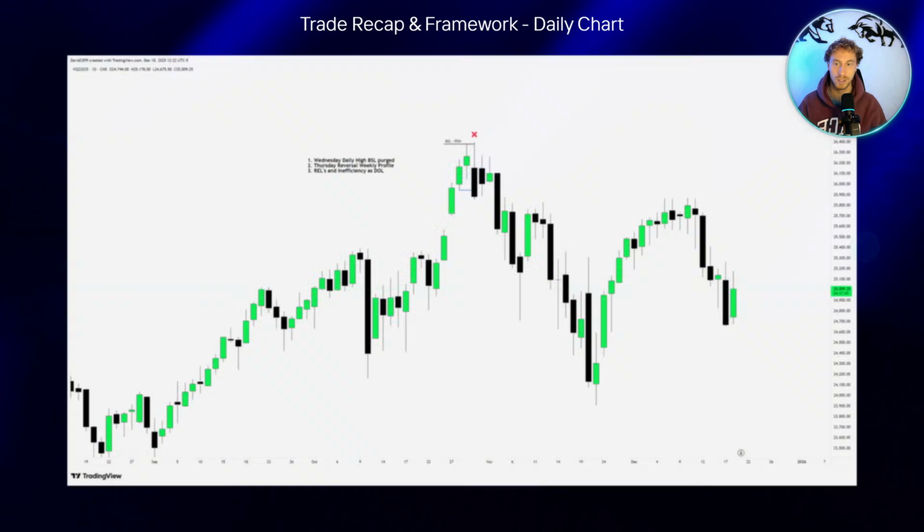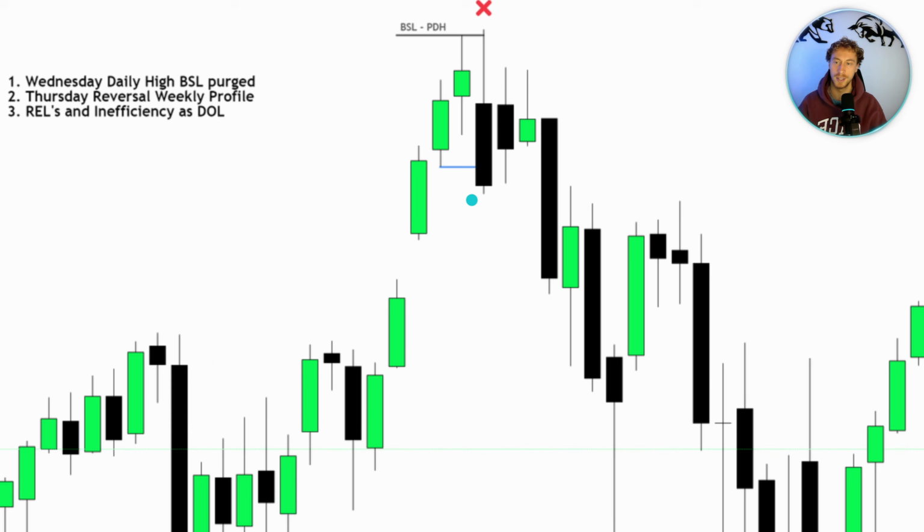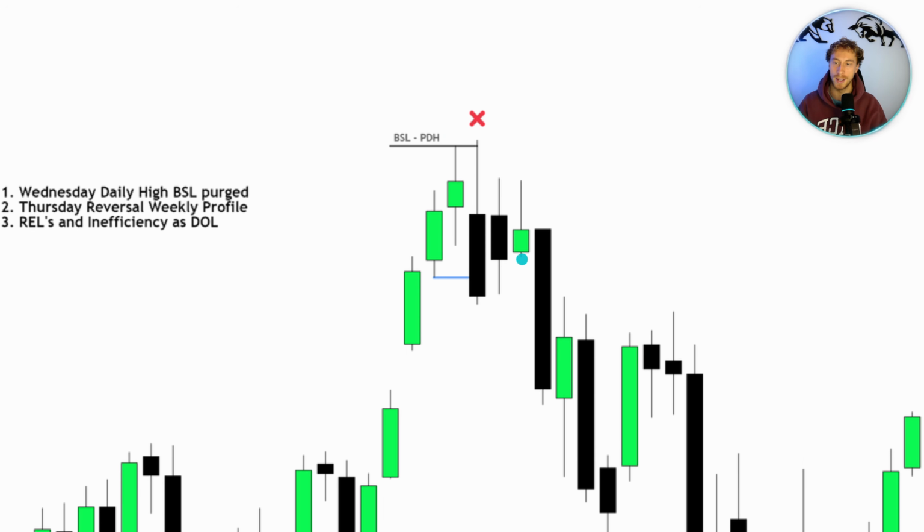So let's jump right into the daily chart. We are doing a top-down analysis as always for the trade. This is the daily chart for NASDAQ100 December contract. So what we can see here, we can see that price opened, traded up higher, raided the all-time high here on Wednesday. This is Wednesday's candle.